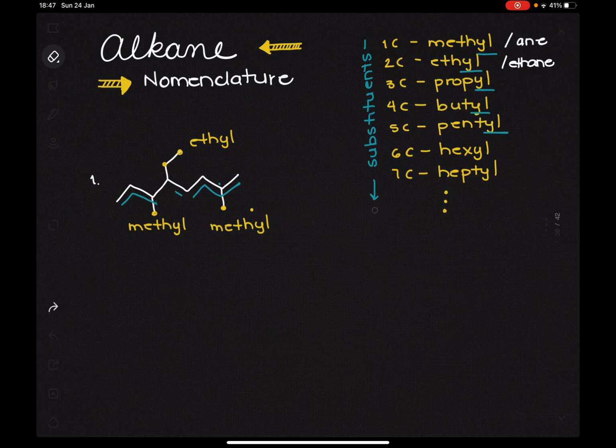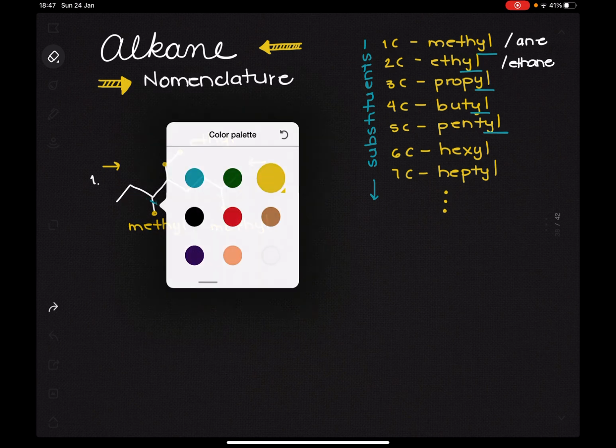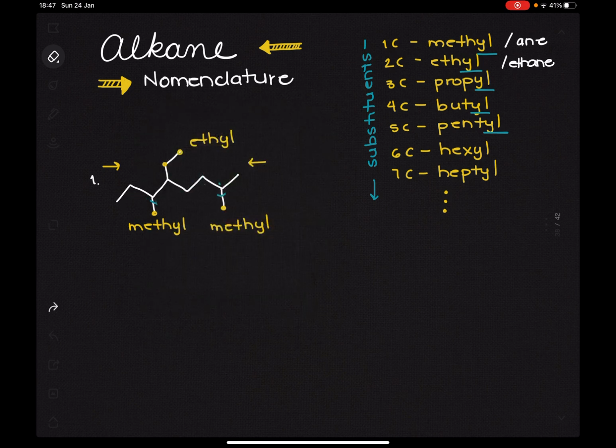I know what my substituents are, and I want to see where they are. So we have two choices. We either number from left to right, or we number from right to left. The substituents need to have a location number. That location number is going to tell me to what carbon they're going to be stuck to, right?